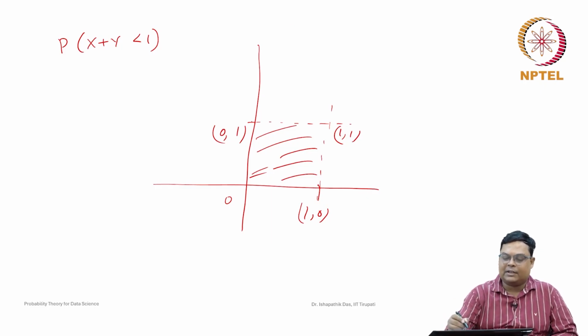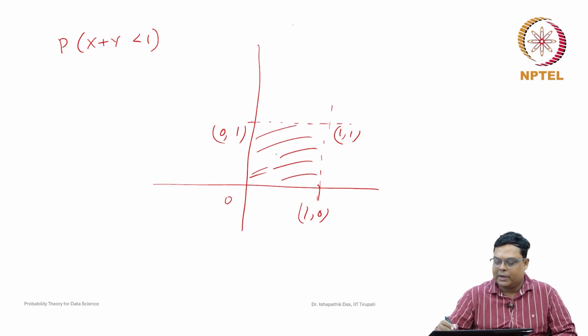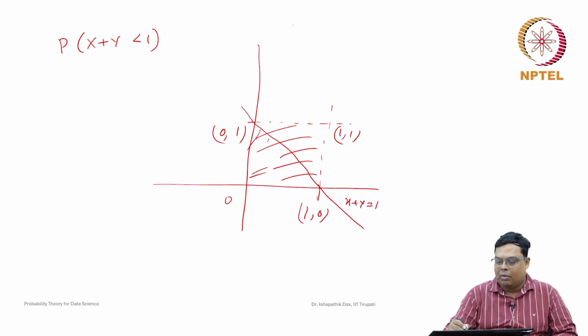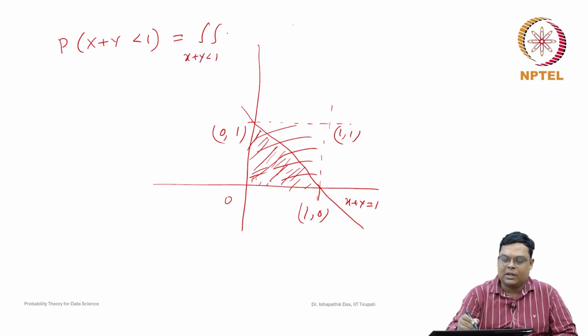Now, the question asked is x plus y less than 1. So, what is the line x plus y is equal to 1? This will be this line. Now, less than 1 means we want the probability that this joint random variable takes a value inside this region. So, we have to find this probability as the integration over the region x plus y less than 1 of f_XY(x, y) dx dy.